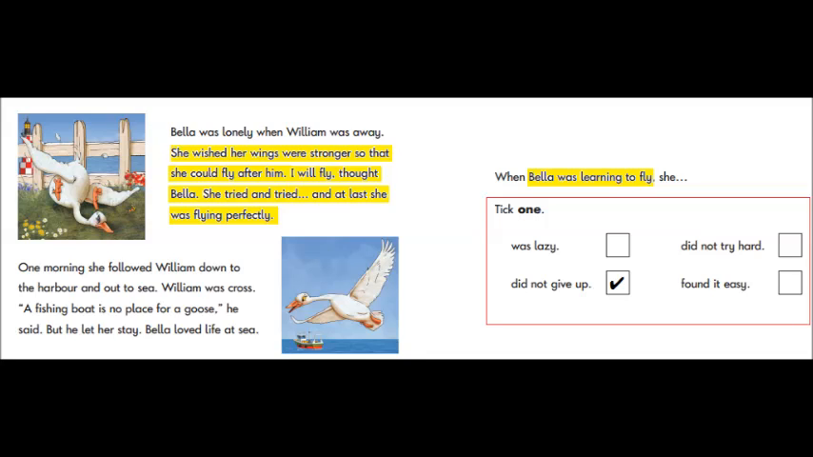The correct answer was, when Bella was learning to fly, she did not give up. As the piece of text says, Bella tried and tried. This means that she did not give up.